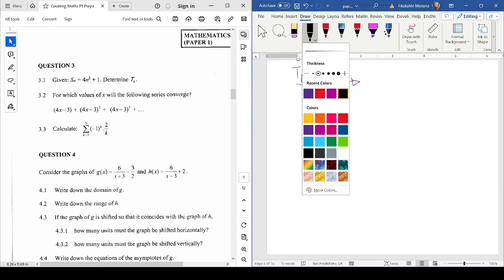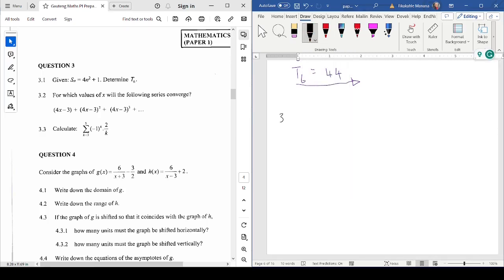Let's change color to black this time, and that's going to be 3.2. For which values of x will the following series converge? Now we know that a series converges when the ratio is between -1 and +1, which means we must now get the value of our ratio over here.